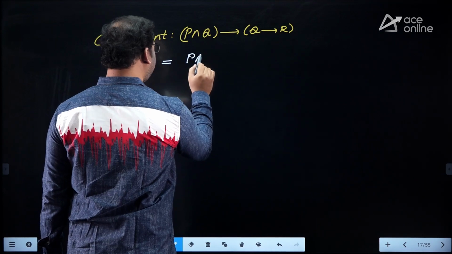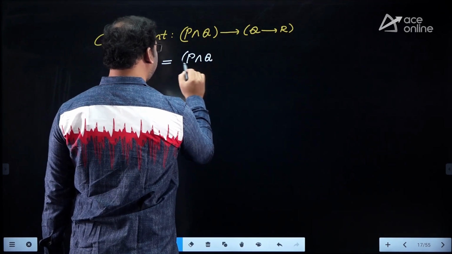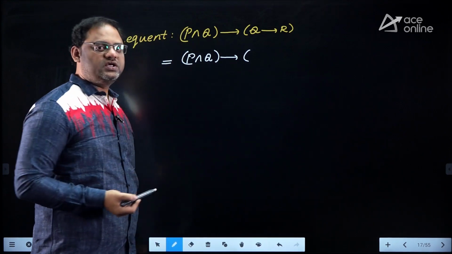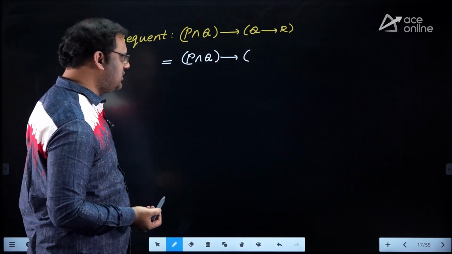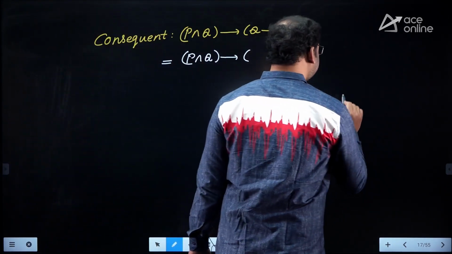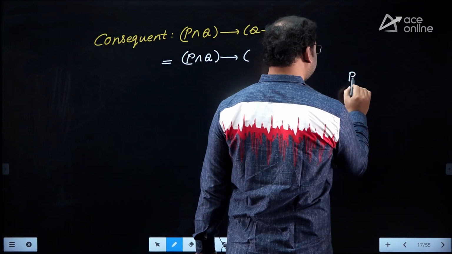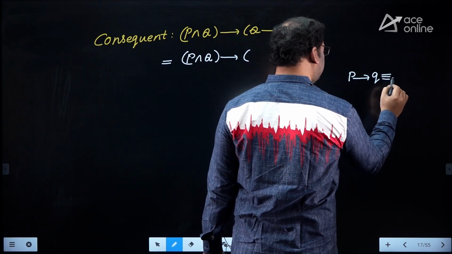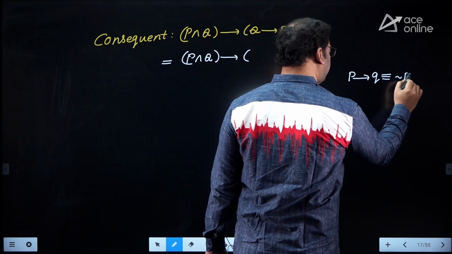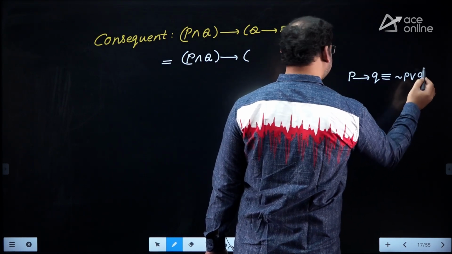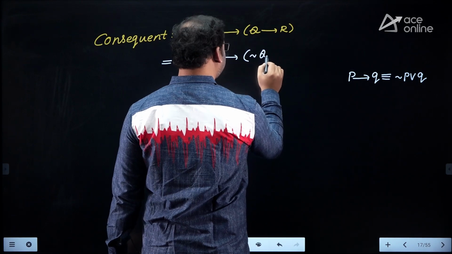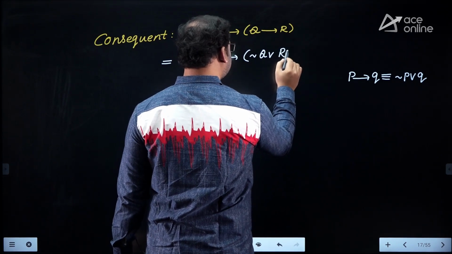P and Q here, Q implies R. We can use implication law. We have implication law, right? So if we have P implies Q, by using implication law, or you can say conditional law, you can take it as negation P or Q, which means not Q or R, like this.